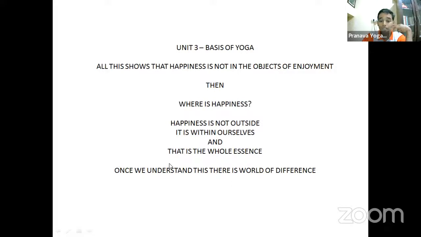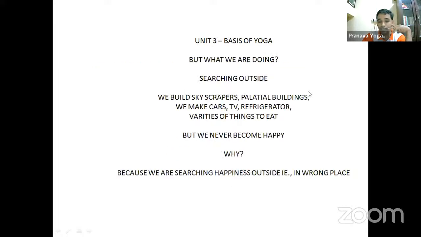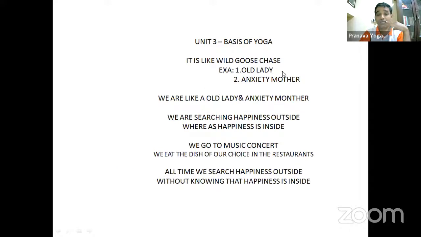Once we understand this, there is a world of difference. But what are we doing? We are searching for happiness outside. We build skyscrapers, palatial buildings, we make cars, TV, refrigerators, varieties of things to eat, but we never become happy. Why? Because we are searching for happiness outside, that is, in the wrong place. Let us experiment and see. It is like a wild goose chase.